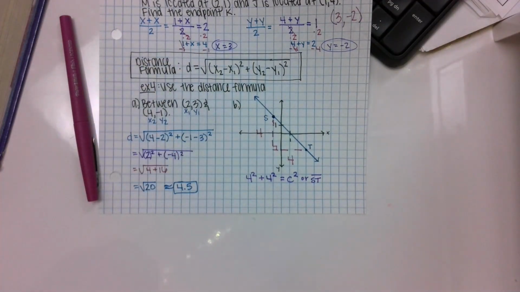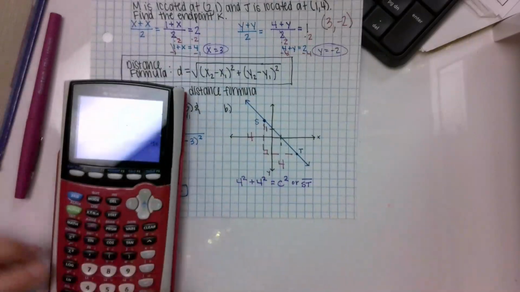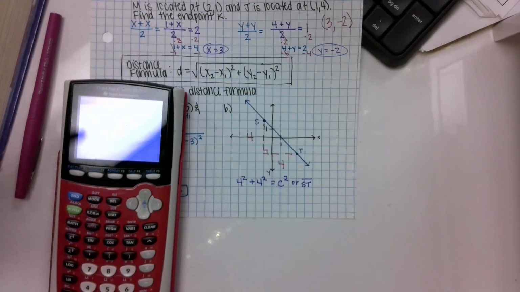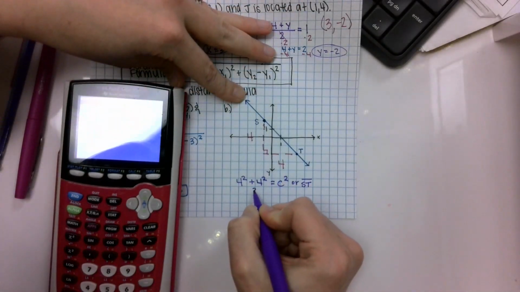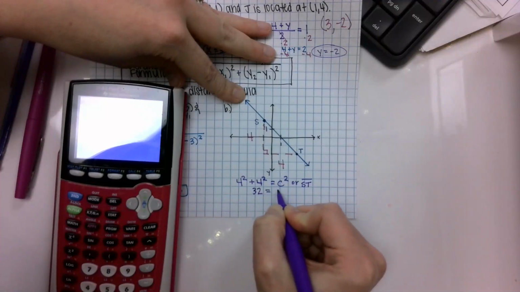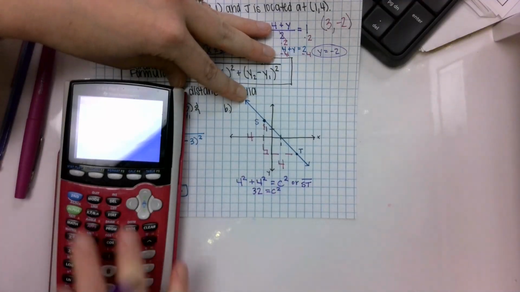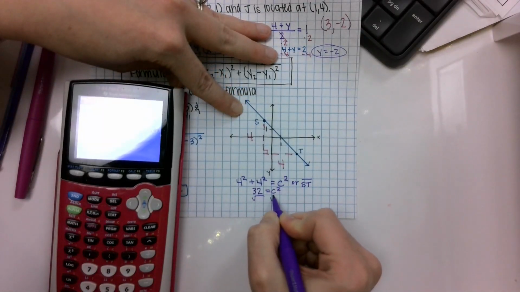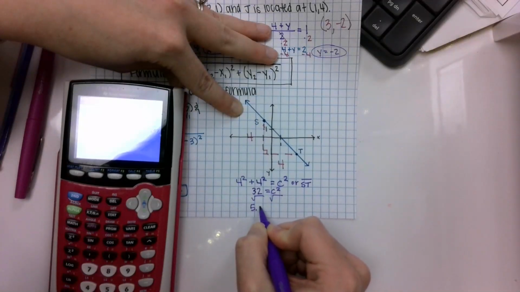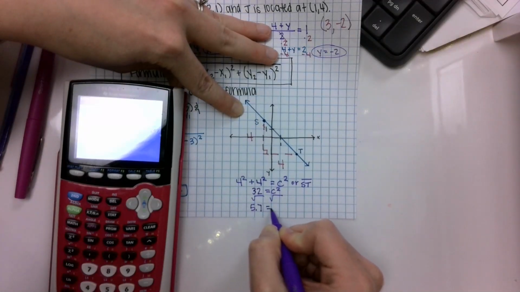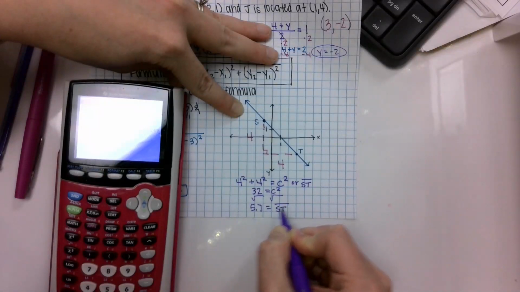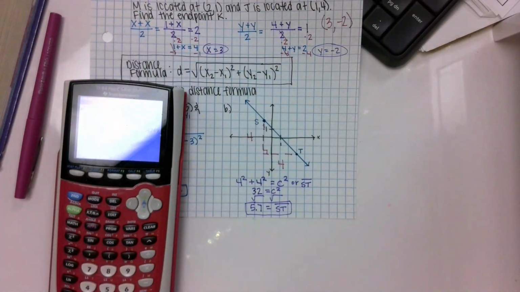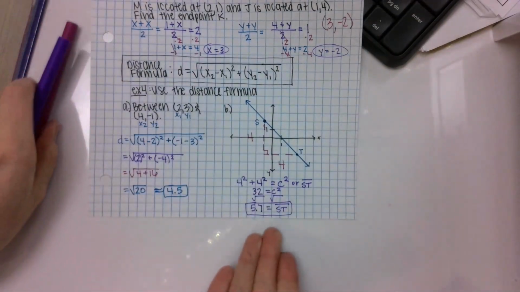4 squared plus 4 squared is 32. So 32 equals c squared. Take the square root of 32. And you get 5 point, again we'll round and say 7, equals the distance of ST. So if you wanted to use the Pythagorean theorem for distance instead, here is that example.